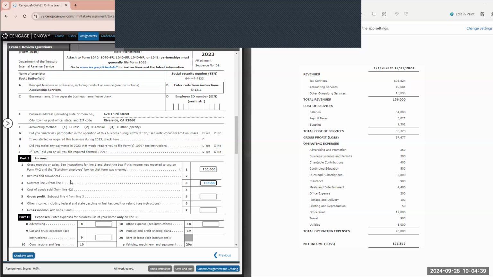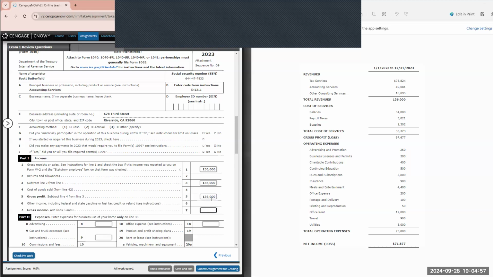Line 3 asks us to subtract line 2 from 1, but there's no returns and allowances. So line 3 is $136,000. Line 5 asks us for our gross profit. There's no cost of goods sold, as it lets us know in the problem he provides services and not products.